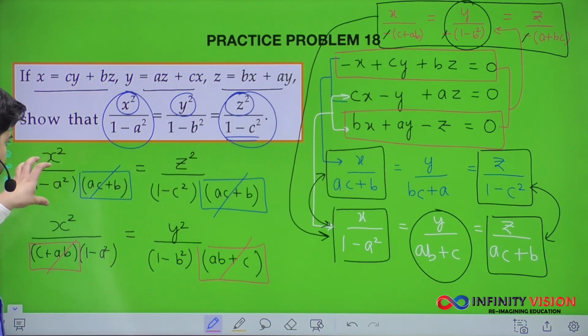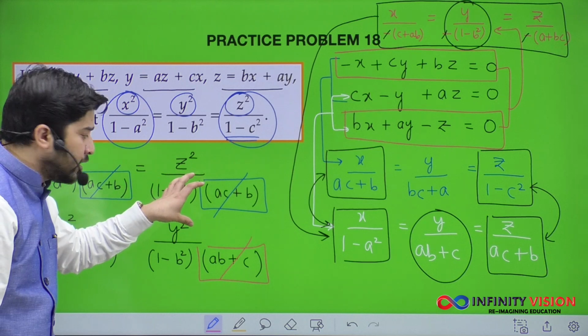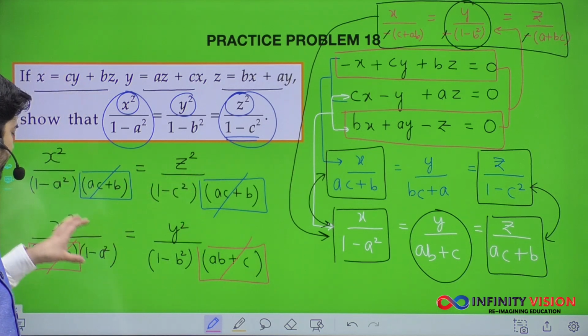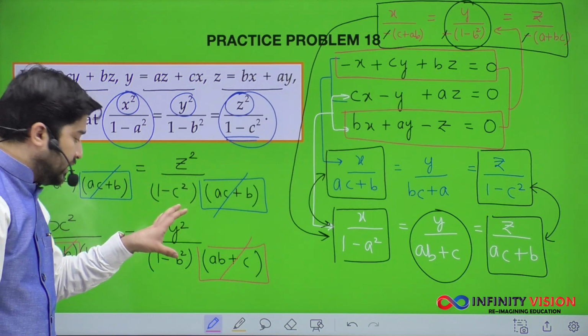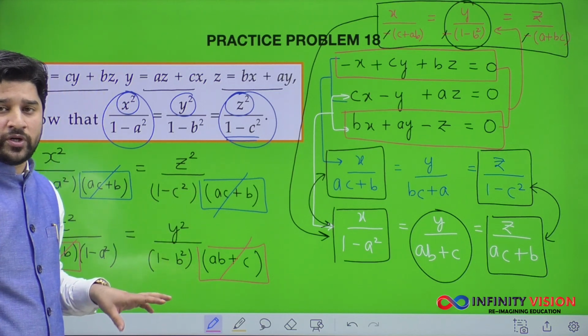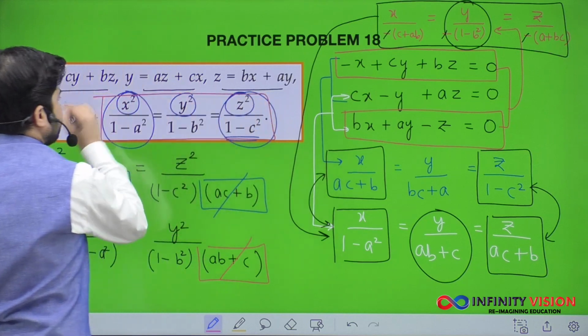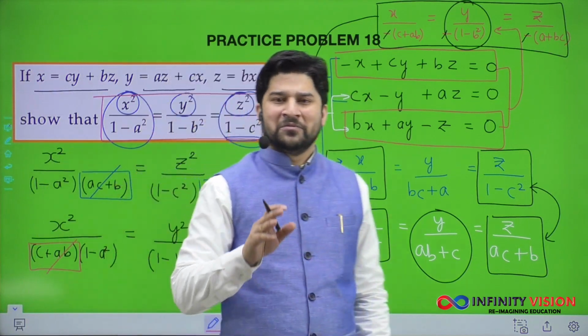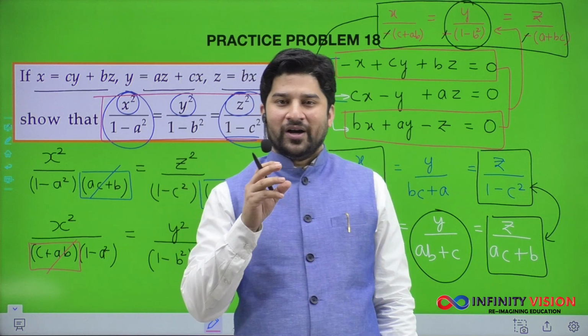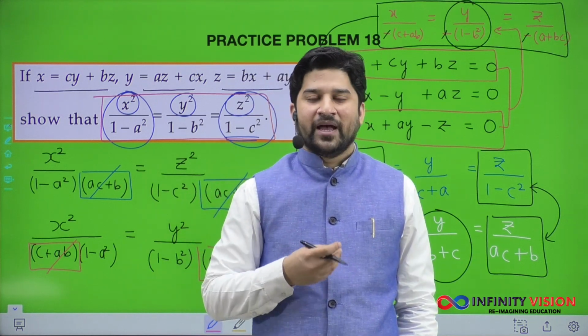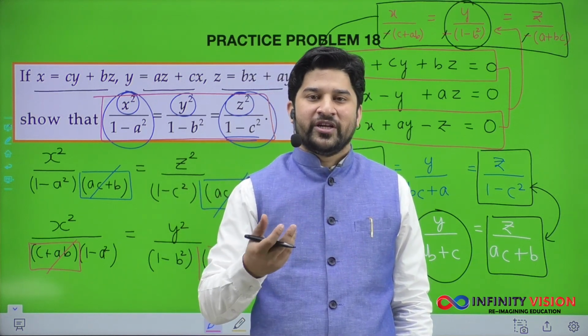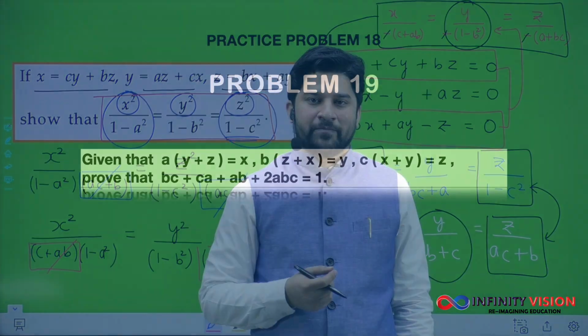So you have x square upon 1 minus a square equals z square upon 1 minus c square, and x square upon 1 minus a square equals y square upon 1 minus b square. So by transitivity, we can say all the three are equivalent. So it was an easy problem had you understood the intuition of the problem and how to handle the symmetry in a very structured way.